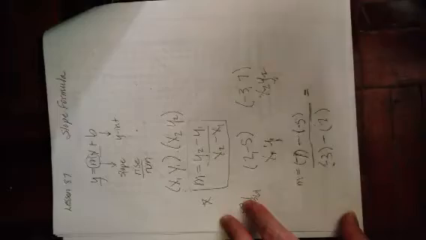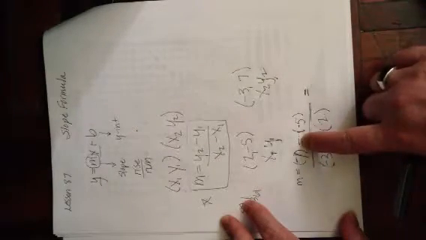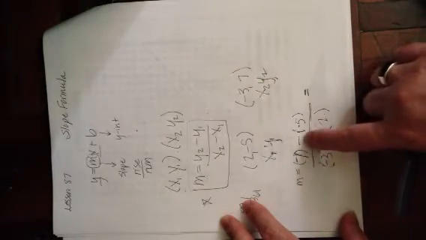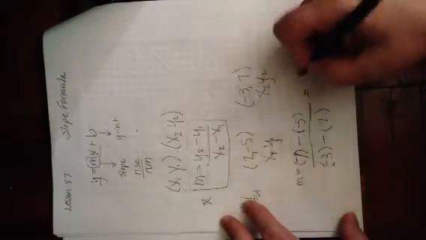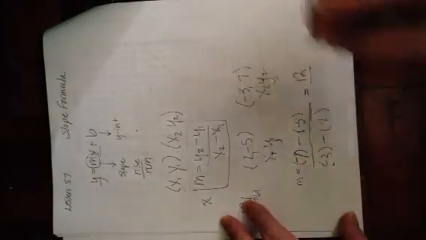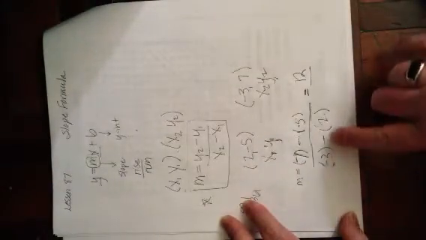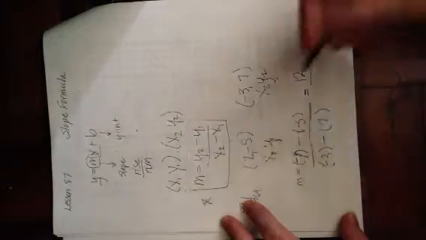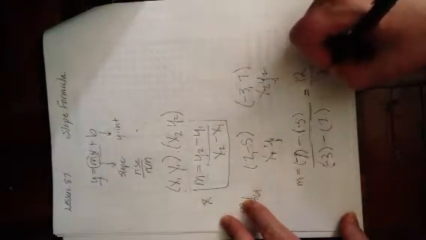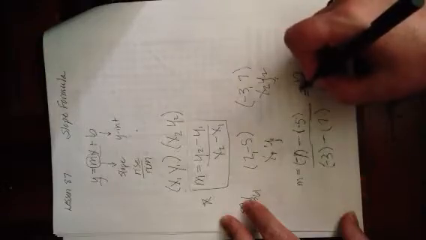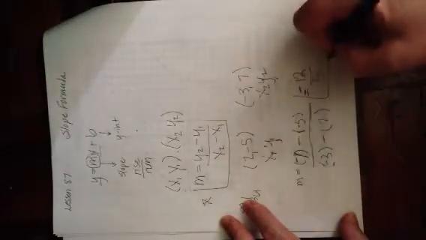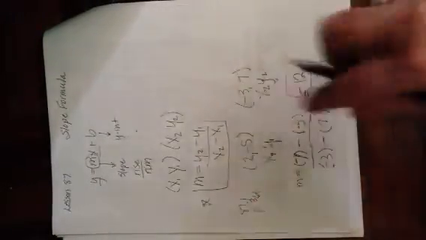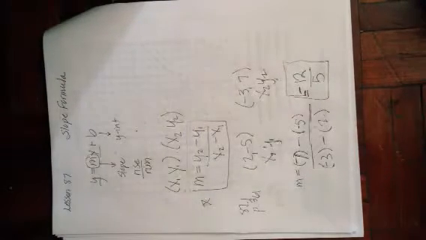I hope you can see that. It looks really bad. 7 minus -5 is 7 plus 5. So the top we have 12. And then down here we have -3 minus 2. So that's -5. So what I'm going to do is I'm going to put my 5 on the bottom, and then I'm going to put a big minus sign in front of the whole fraction. So that is the slope of the line that passes through those 2 points.